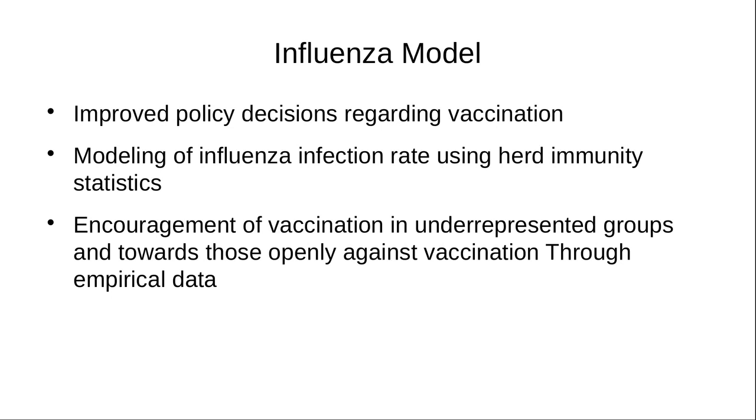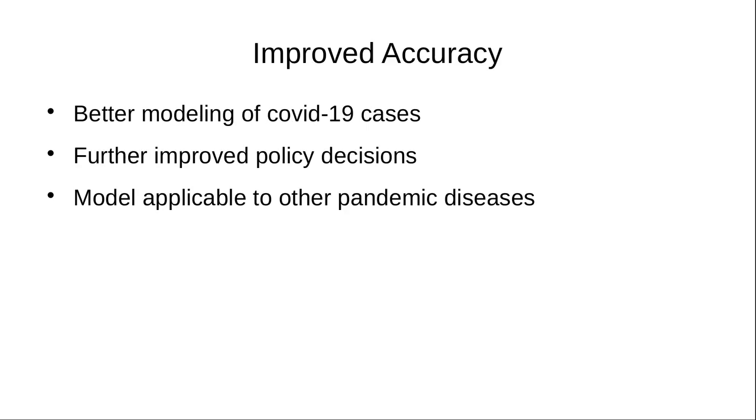The model could also be applied to influenza and encourage the adoption of vaccinations among communities with historically low vaccination rates. A version of this model with improved accuracy would improve every aspect of its function and the function of derived models.